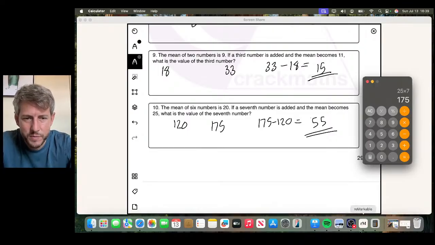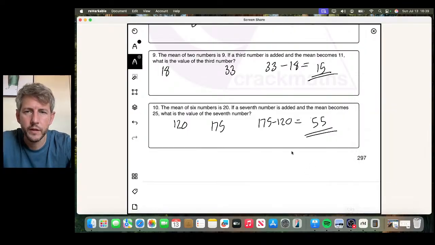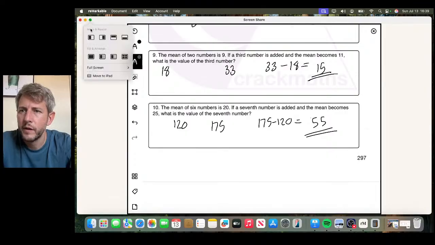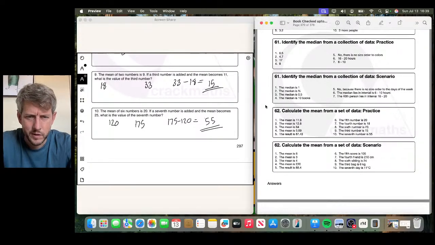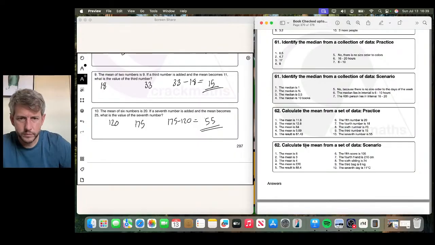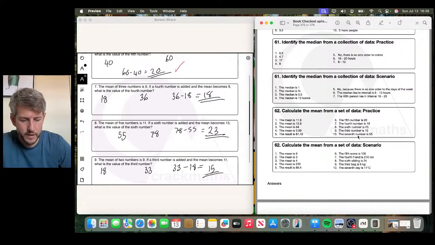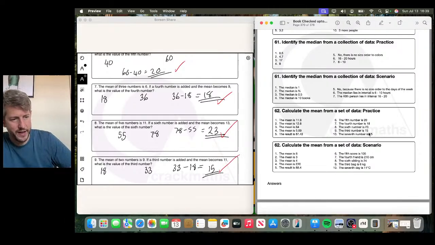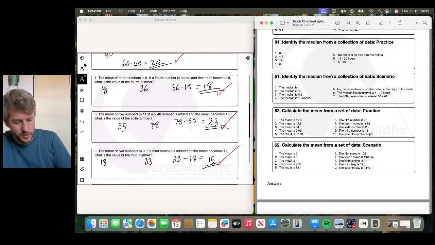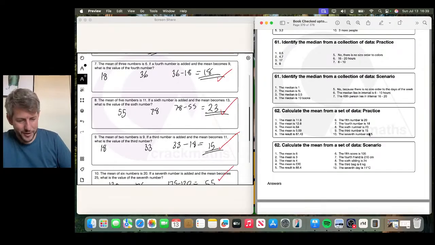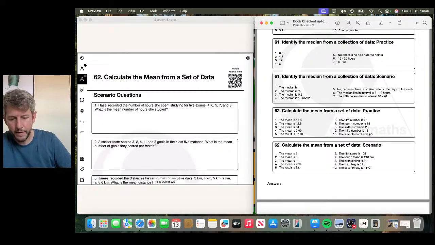Okay, and let's get these ones marked. So here we go, we've got 20, 18, 23, 15, and 55. Wonderful. Right, now on to the scenario questions for these ones.